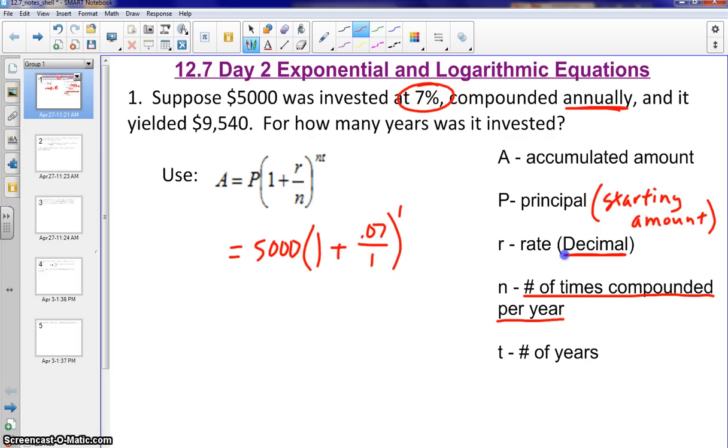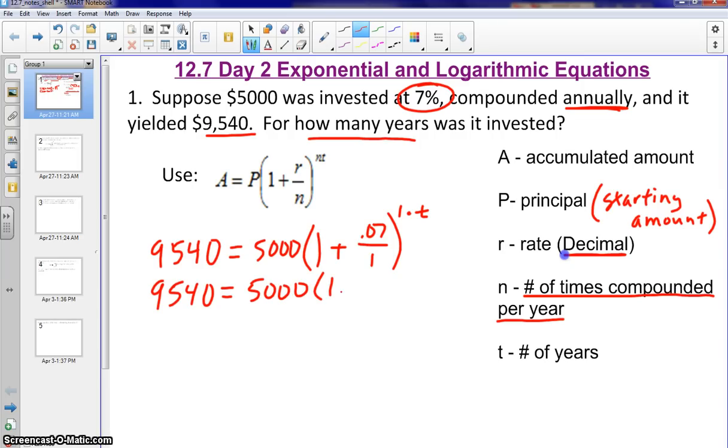And it yielded $9,540. That is our accumulated amount. So we'll substitute that in for A. And number of years is the variable that we are trying to find. So T will be simply T. Let's go ahead and simplify this. So we'll have 9,540 equals 5,000 times 1.07 raised to the T.